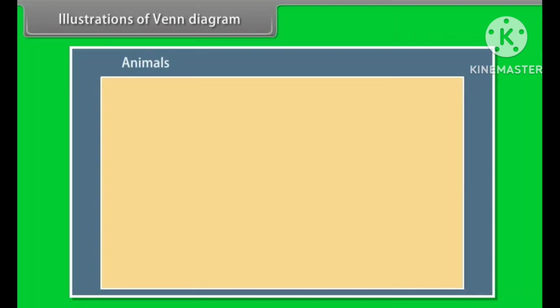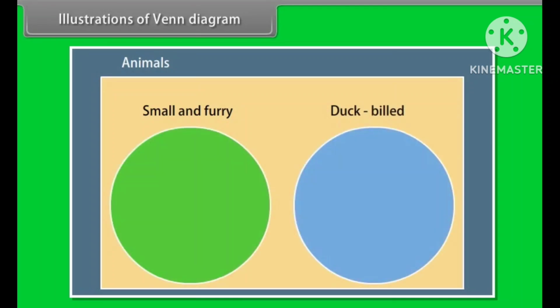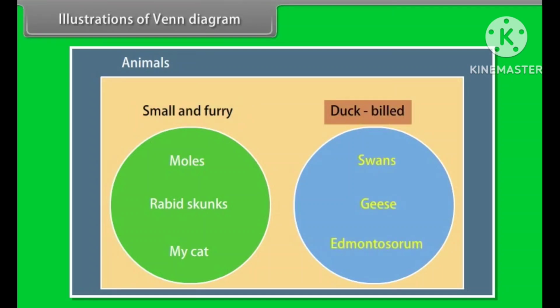Let's say we want to classify things according to being small and furry or being a duck-bill. We draw circles to display our classifications. Now we'll fill in or populate the diagram. Moles, rabbit skunks, and my cat are all small and furry. Swans, geese, and Edmontosaurus are all duck-bills. Worms are small but not furry, and horses are furry but not small, and neither is a duck-bill. However, they are animals. They fit inside our universe, but outside the circles.